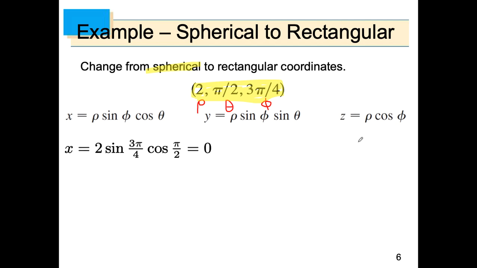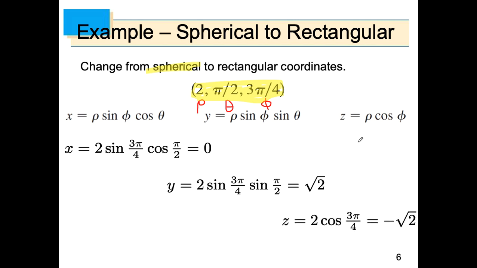So for example, if I plug in my values for rho, phi, and theta, you'll notice I get cosine pi over 2 in there, so that becomes 0. For y, I plug those values in. Sine of pi over 2 is 1, so I go ahead and find sine of 3 pi over 4, which is rad 2 over 2. Then the 2's cancel, leaving me with simply rad 2. And finally, for z, just plug in those values here, and you end up getting negative rad 2.